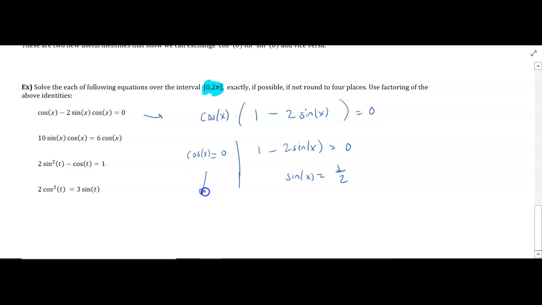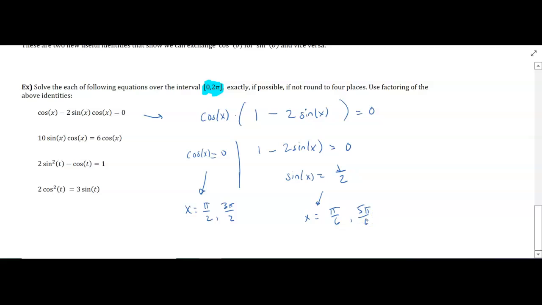All right, when is cosine 0? Cosine is 0 when x is pi over 2 or 3 pi over 2. So those are our two solutions there. All right, when is sine 1/2? Sine is going to be 1/2 when x is pi over 6 or 5 pi over 6.